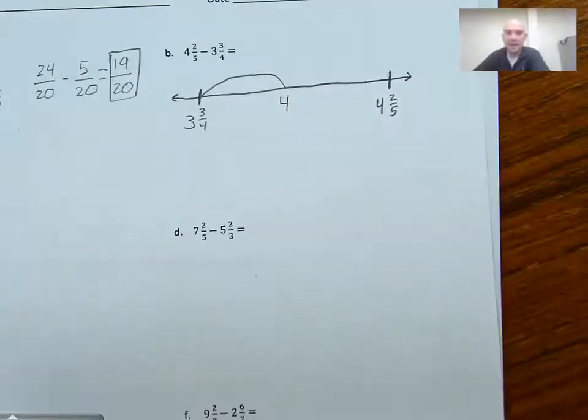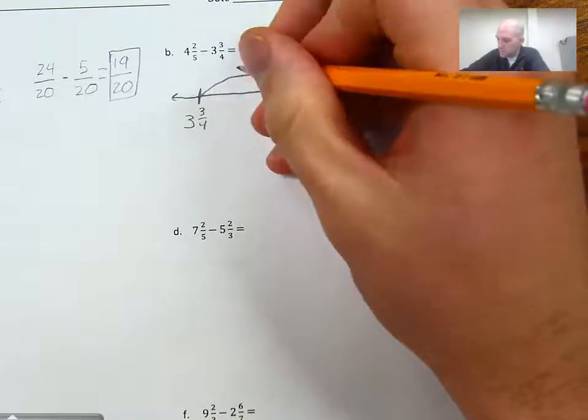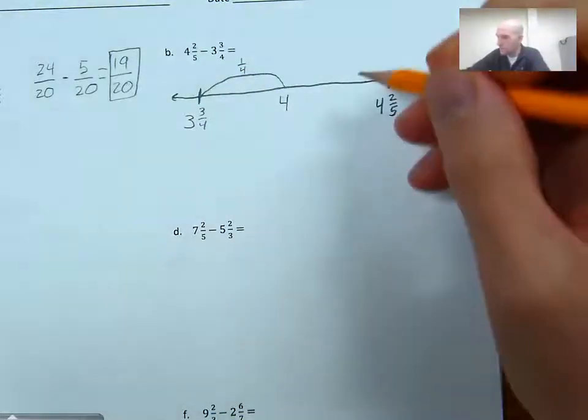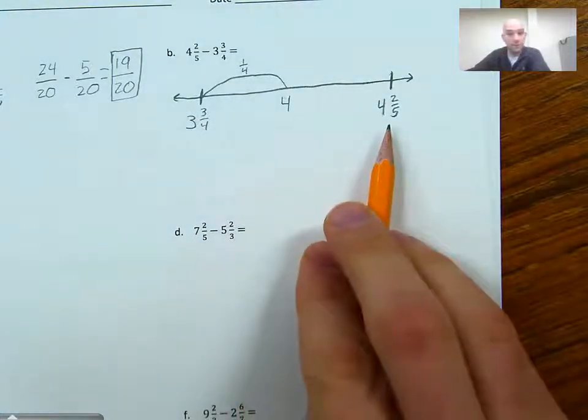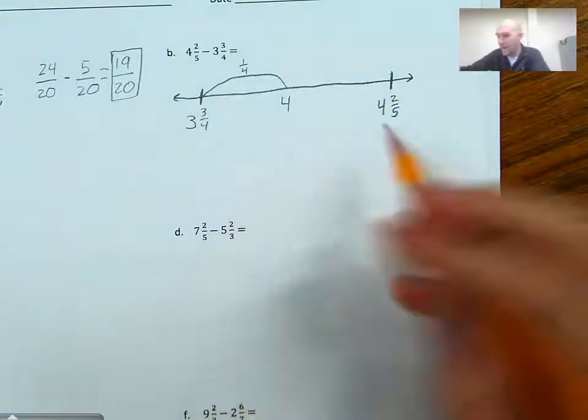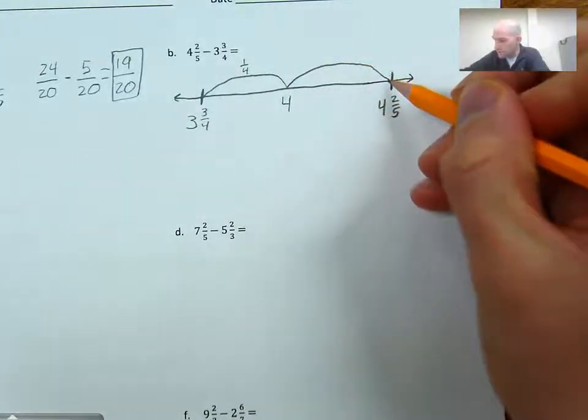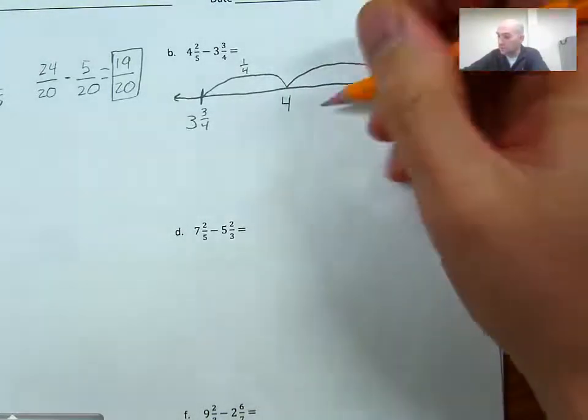How much do I need to add to get from 3 3/4 to 4? Well, I need to add one more fourth, because 3 4/4 would be 4. So I need to add 1/4. To get from 4 to 4 2/5, what do I need to add? Well, I need to add another 2/5. 4 plus 2/5 is 4 2/5.